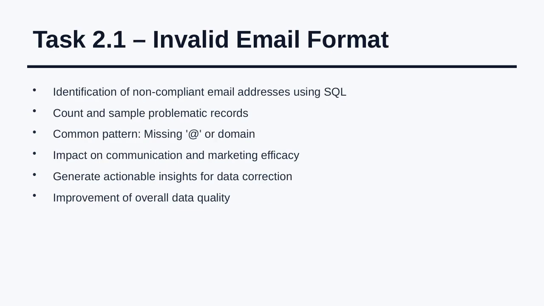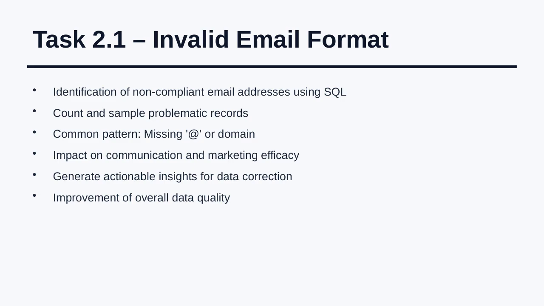In this task, we focus on identifying email addresses that don't follow the correct format, which is a common data quality issue. Using SQL queries, we count how many email records have problems and pull a sample of these to understand the patterns. The most frequent errors we see are missing the @ symbol or the domain part, like the .com or .org after the @. These mistakes can seriously affect communication efforts, especially in marketing, because emails won't reach the intended recipients.